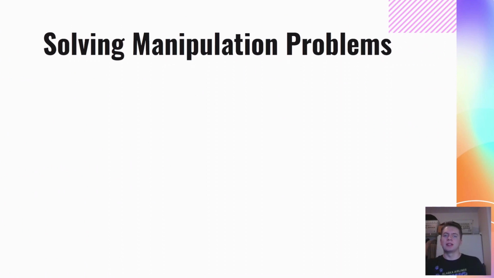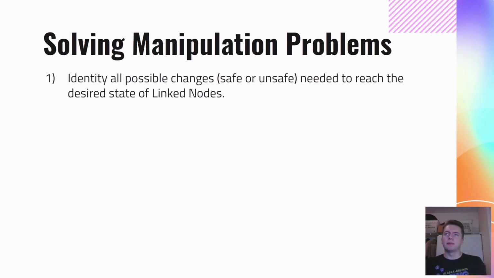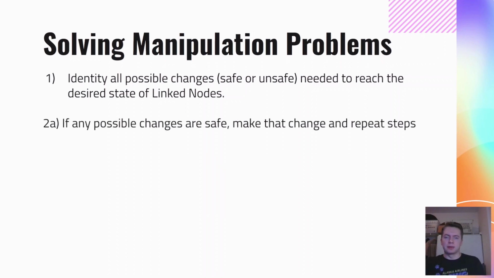And when we're solving manipulation problems, and we'll see an example coming up, there's sort of an algorithm that we can use. We can identify all possible changes, safe or unsafe, needed to reach the desired state of a linked node. It's always good to start by drawing out all possible changes needed to get to a desired state or your goal, in order to see, okay, I need to make these changes in order to progress towards my end goal. Now, the second step, now that we have all of our possible changes, is: if any possible changes are safe, make one of those changes.